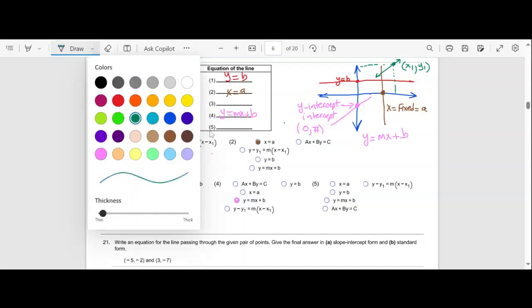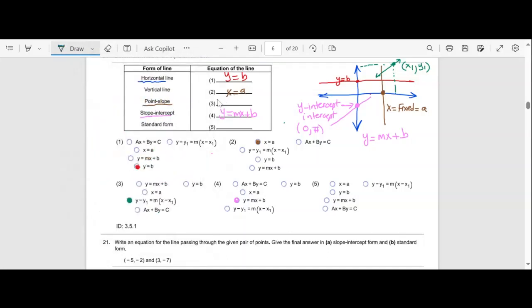What else do we have? We forgot to write this here. y minus y1 equal m times x minus x1.